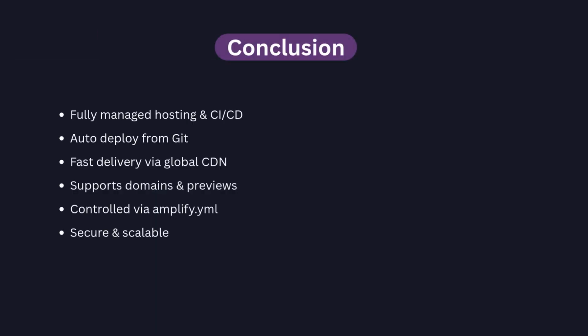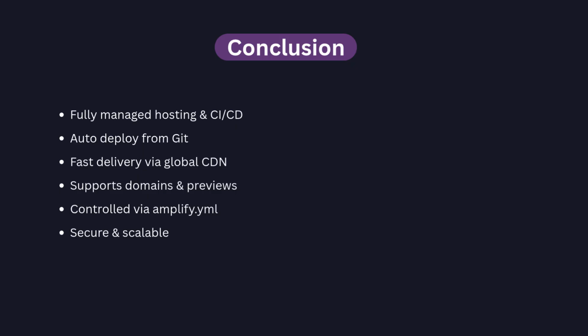Conclusion. In conclusion, AWS Amplify provides a complete and fully managed solution for front-end hosting and CI/CD, making it much easier for developers to deploy and maintain modern web applications. It automates the entire workflow from code push to production deployment, uses a global CDN for fast and secure delivery, and supports powerful features like branch previews, custom domains, and environment-specific configurations.